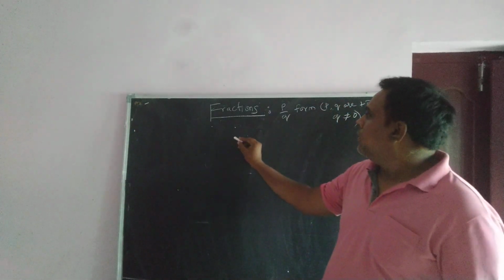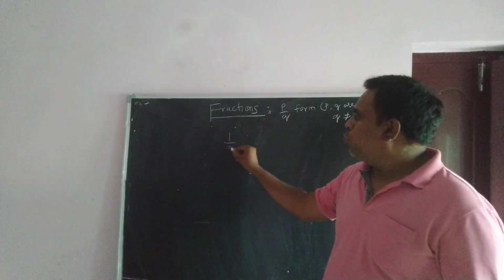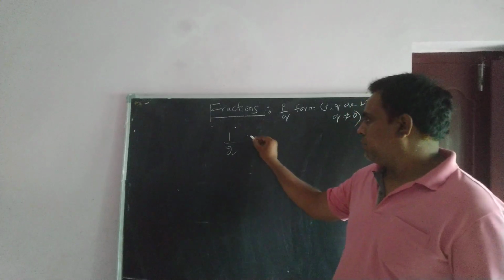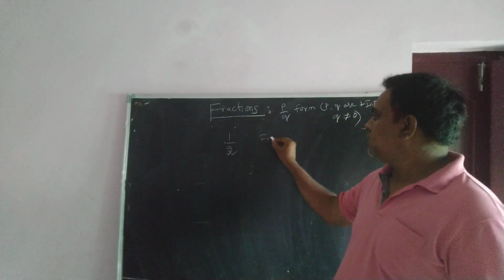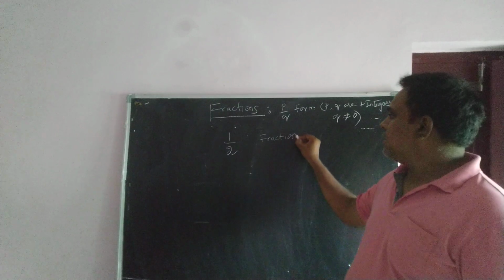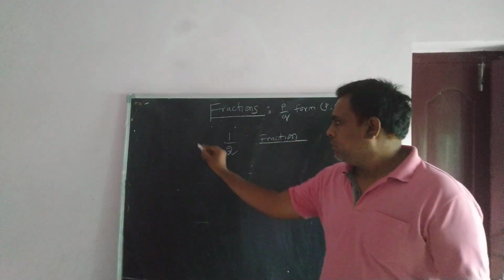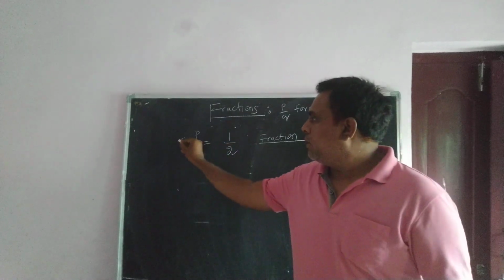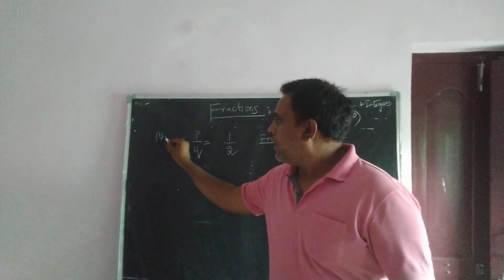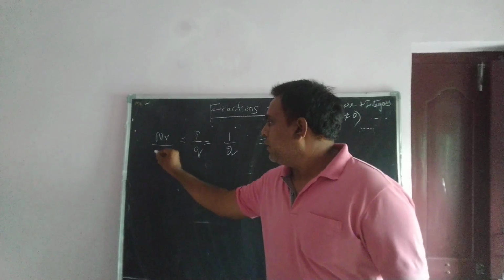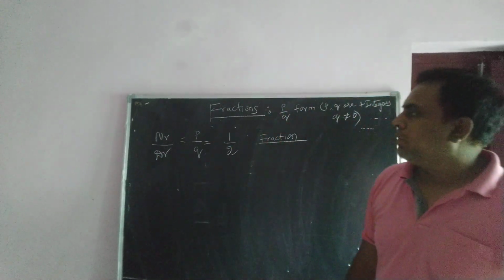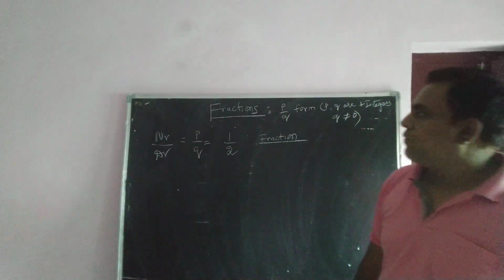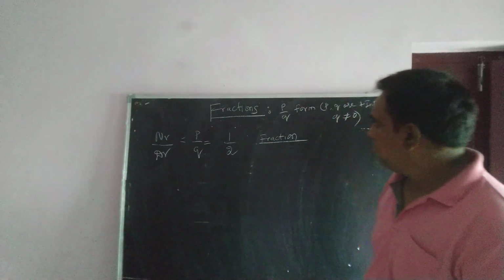For example, let us take the number 1 by 2. It is called a fraction. Why is it called a fraction? Because it is in the P by Q form, where P is called the numerator and Q is called the denominator. Such numbers are called fractions.